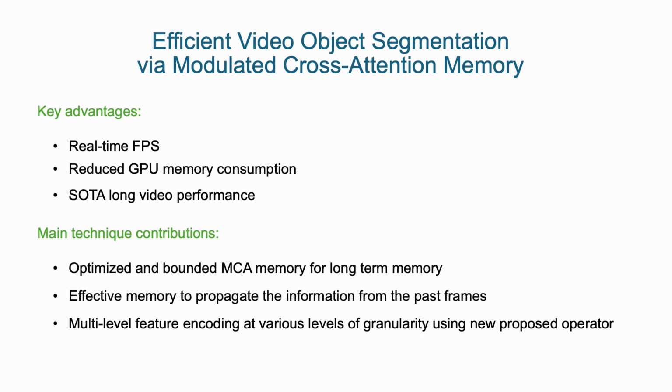To summarize, the key advantages of our proposed method are real-time FPS regardless of the video length, significantly less GPU memory consumption compared to the current transformer-based methods, and state-of-the-art performance on LVOS dataset. The main technical contributions are efficient and optimized modulated cross-attention memory for long videos, effective memory design to propagate the information of the target from the past frames, and a new fusion operator that combines the merits of cross-attention and focal modulation techniques to encode local and global information at various levels of granularity.